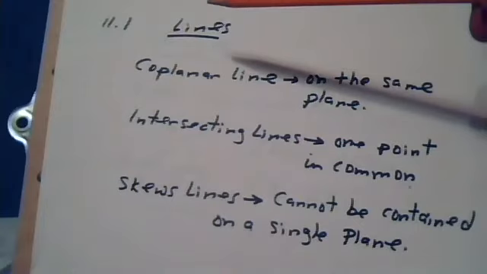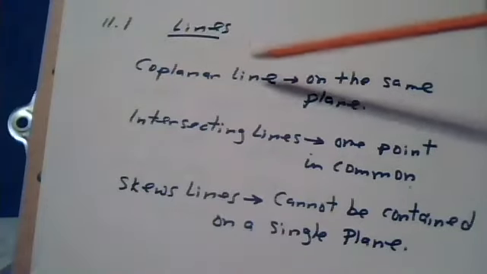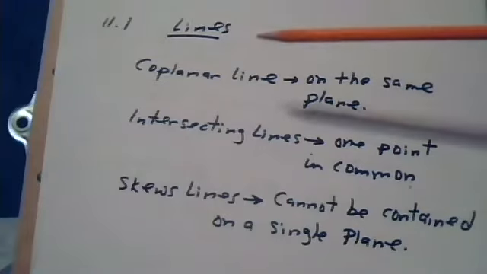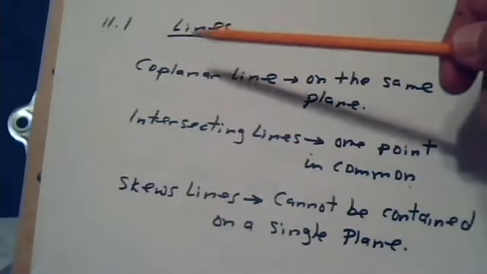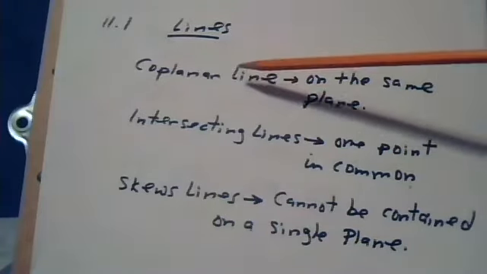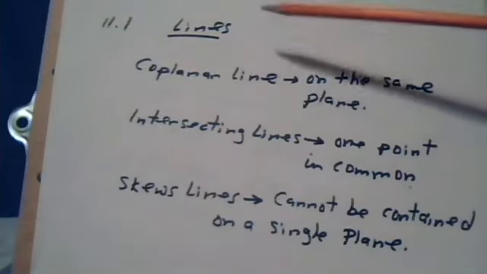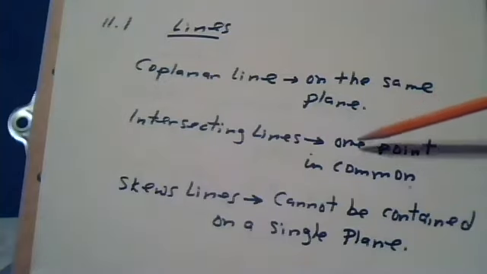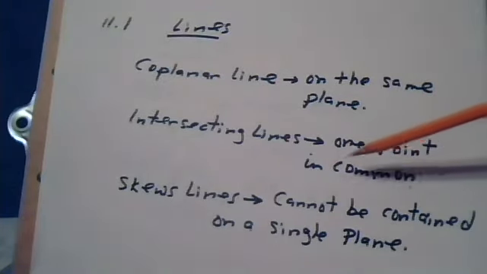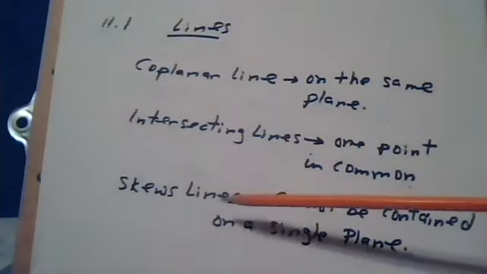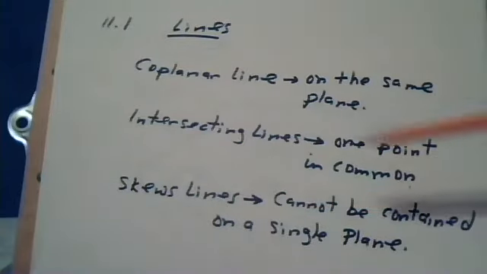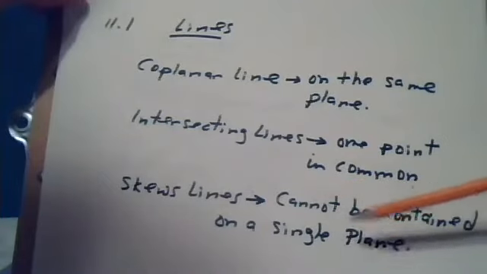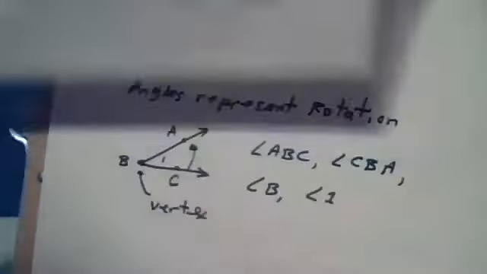Lines can be coplanar, lines on the same plane. So you have a plane, you have a line on it or in it. You have more than one line, they're coplanar. They're using the same plane. Intersecting lines intersect at one point. They have one point in common. Skew lines cannot be contained on a single plane. So if the lines are not on the same plane, they're skew lines.